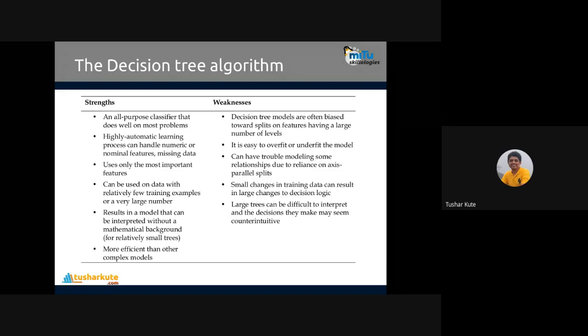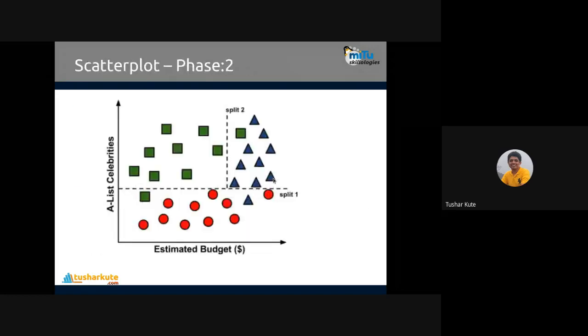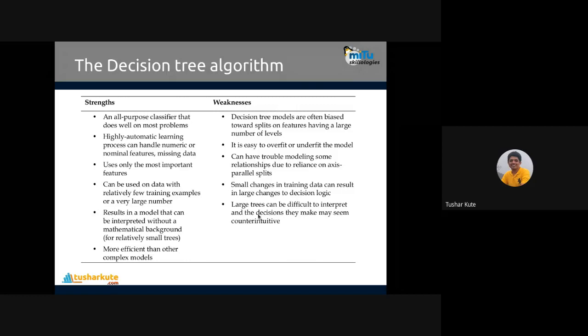Next, it can have trouble modeling some relationships due to the reliance on axis-parallel splits. Yes, correct. As we have seen in this example, only axis-parallel splits are there. This split is parallel to the y-axis and this one is also parallel to the y-axis. They are parallel to the given axis. So exact horizontal or exact vertical splits are not always possible. It's a problem present in this data set.